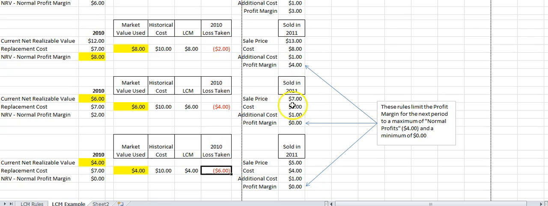So that's the purpose. The purpose is to take the loss up front, but GAAP and FASB implement a ceiling and a floor, and the logic behind that is to limit future profit margins to 4.